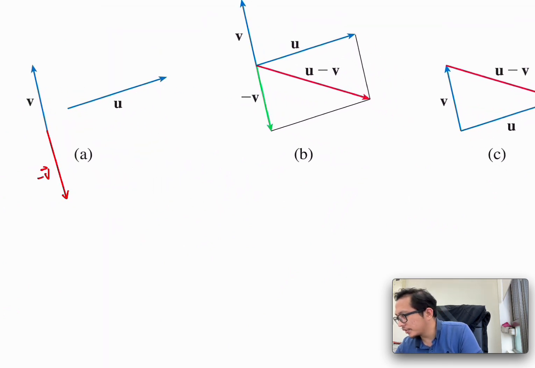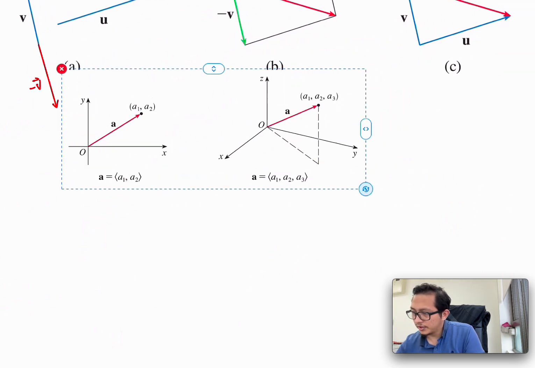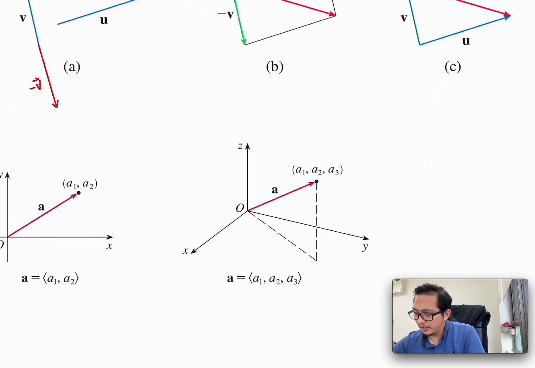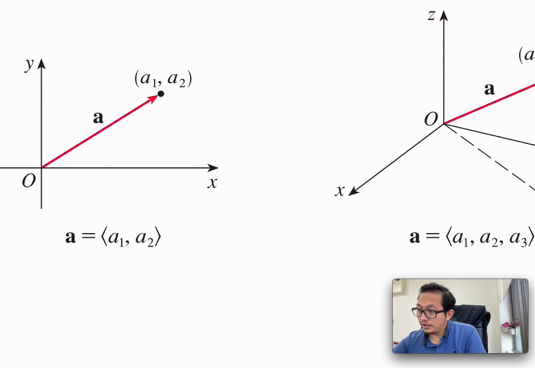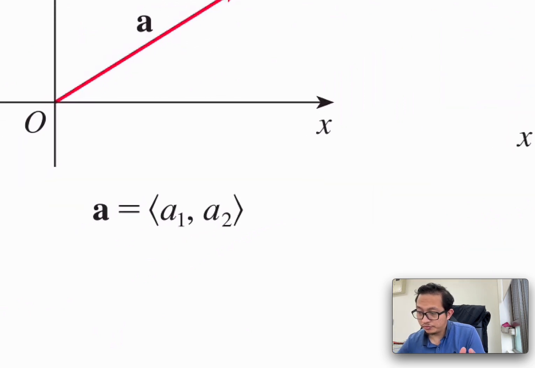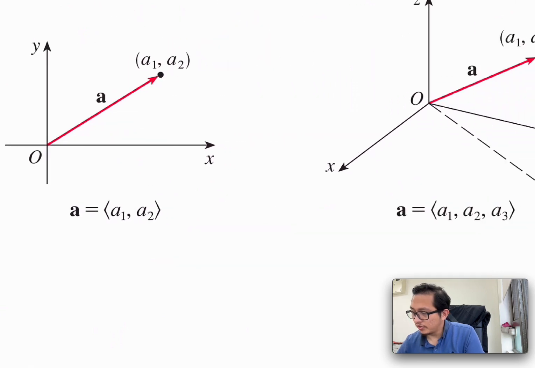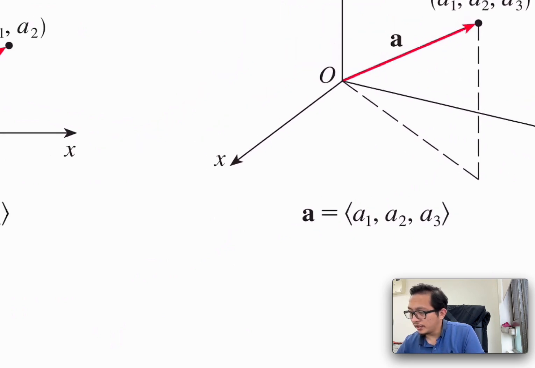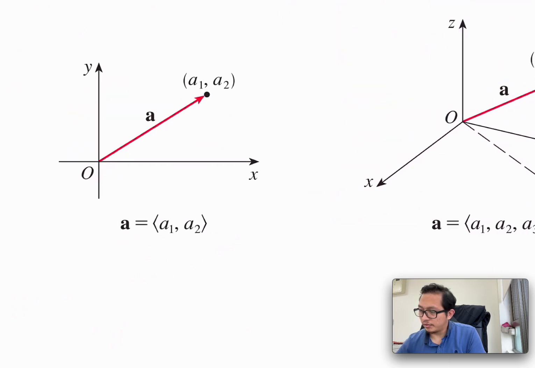And what else for the starters, I think this one, we call the component of vectors. Suppose that this is a vector A. We can write in two dimensions A1, A2 with these brackets, or A1, A2, A3 for 3D, since it is a three dimension system. And again, these brackets are special brackets for vectors. Okay, so we call this the component of vectors.